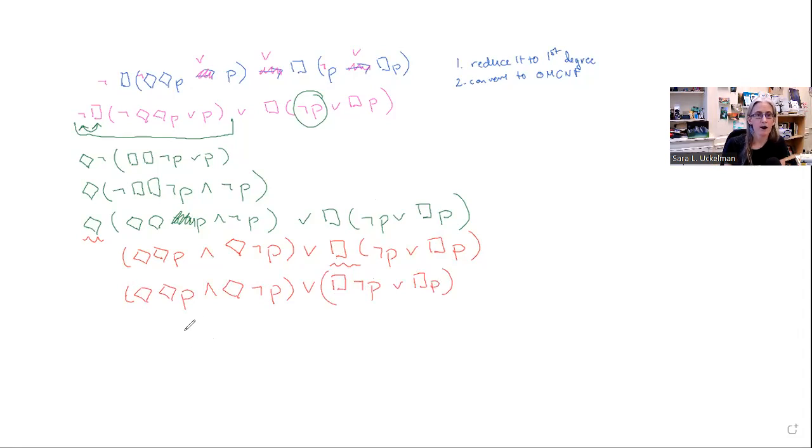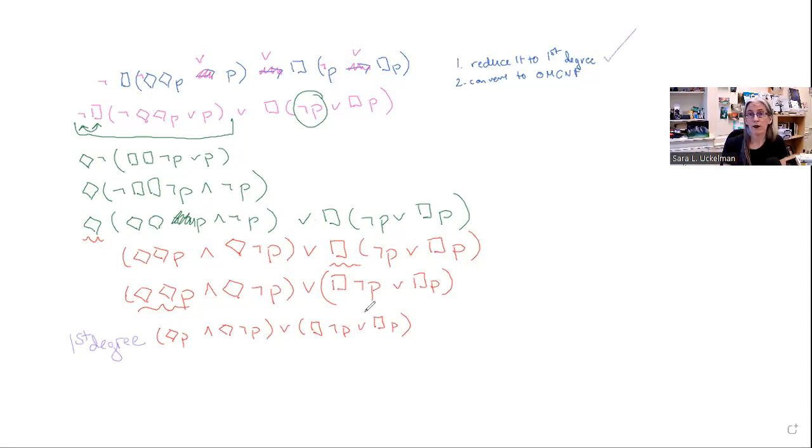And then the very last thing that we need to do is get rid of our iterated modalities. We've only got this. So now we've got possibly P and possibly not P, or necessarily not P, or necessarily P, which is actually a pretty cool formula to end up with, considering that what we started off was this random weird thing that didn't really seem to say anything interesting. But this is first degree. So we have done step 1.